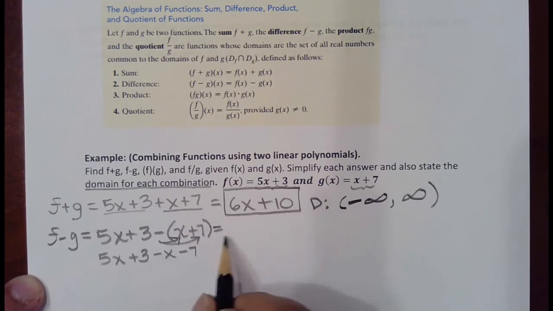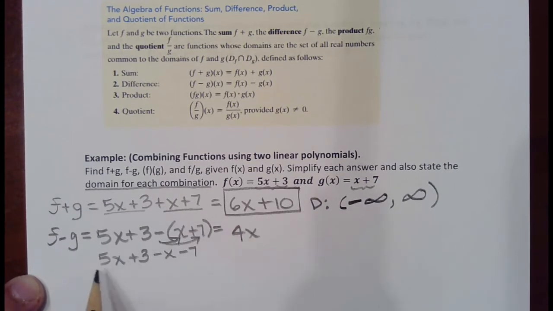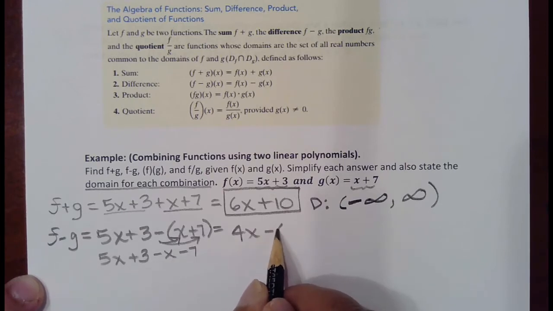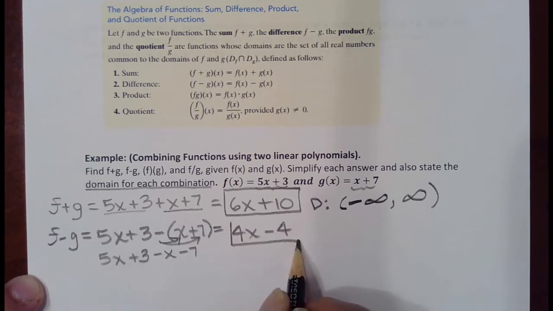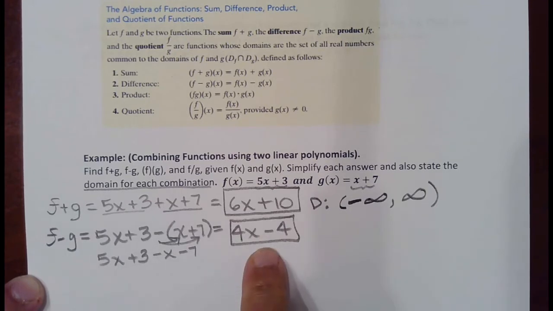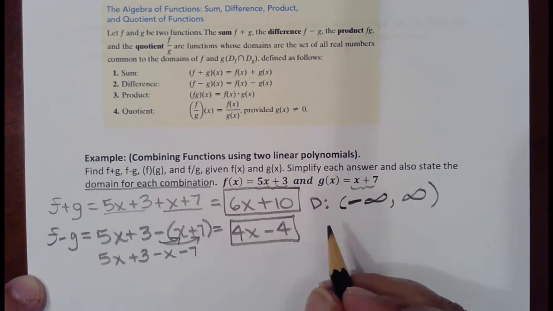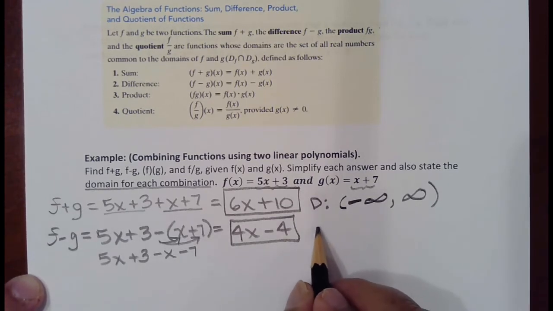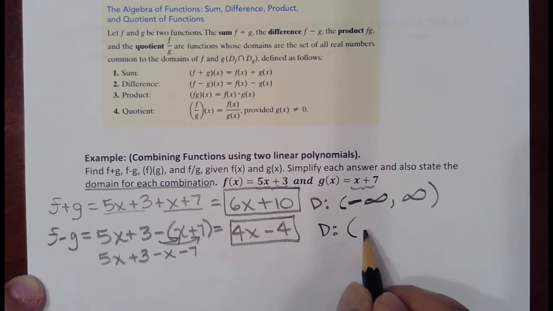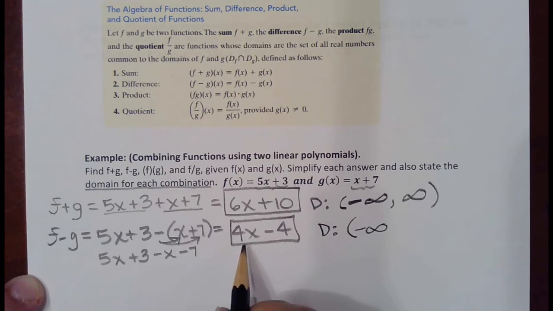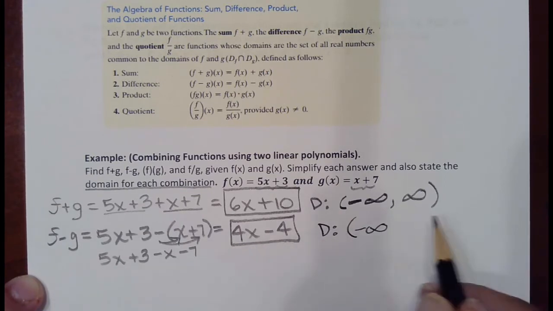But this combination created through a difference is also a polynomial. It's not a fraction, and it's not a radical with an even index. So the domain is the same. There's nothing about it that needs to be protected as far as what someone could plug in here. It could be anything from -infinity to infinity, and no number that you plug in will cause it to be undefined. So that states the domain.